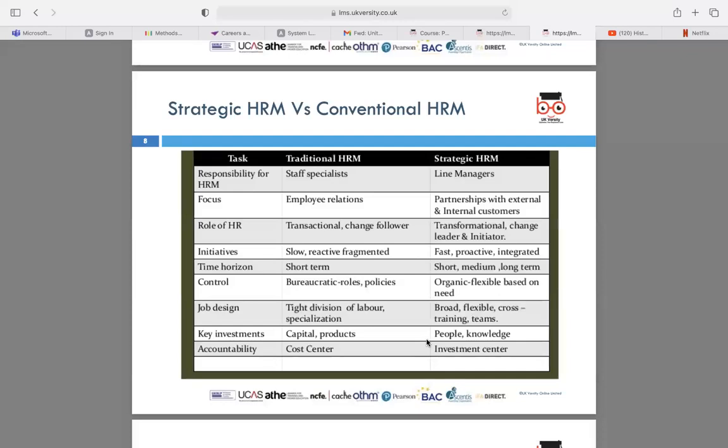So HR is not specifically looking at each employee, but instead they have managers in place that report back to HR, explaining what's happening. Traditionally the focus was on employee relations, and even now the focus is on employee relations, but it's also about making different partnerships with external and internal customers.